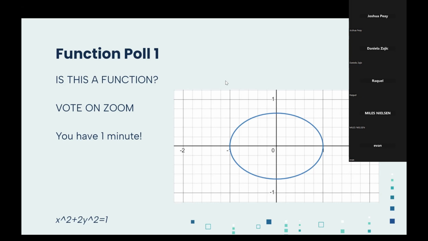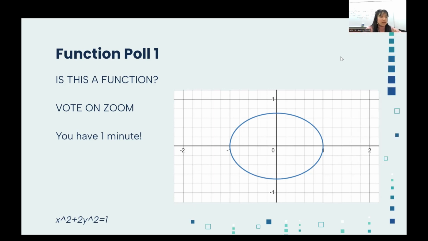All right. So everyone agrees that this is not a function. Great job. Because it does not pass the vertical line test. That's our first way of seeing how it is or isn't a function. Any line does not pass it. Good job. All right, let's do another one.